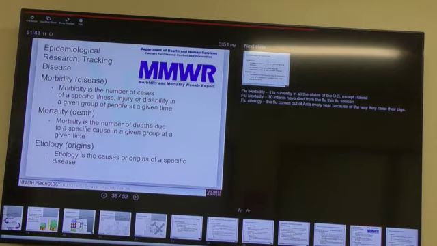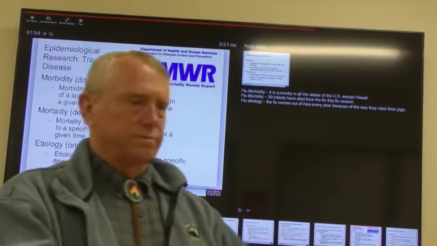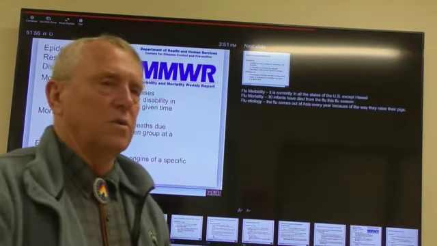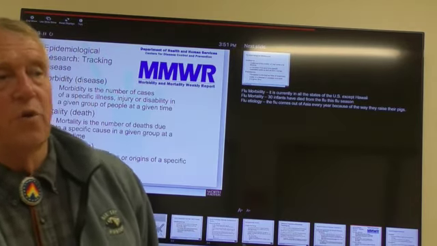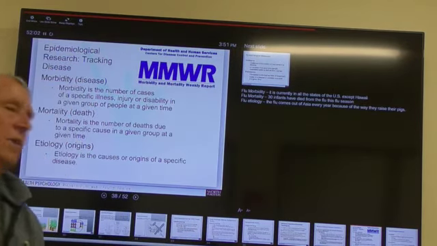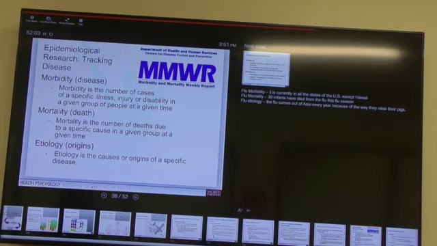Morbidity is the number of cases of a specific illness, injury, or disability in a given group of people at a given time. That's your morbidity. Mortality has to do with death. And I told you about the fact that in Blaine County, where Chinook is, and that's also where the largest portion of the Fort Belknap Reservation is, Blaine County is about the size of Delaware. But in Blaine County, the life expectancy was 80 for white people, and for natives it was only 60. So they had to determine what the hell's going on.